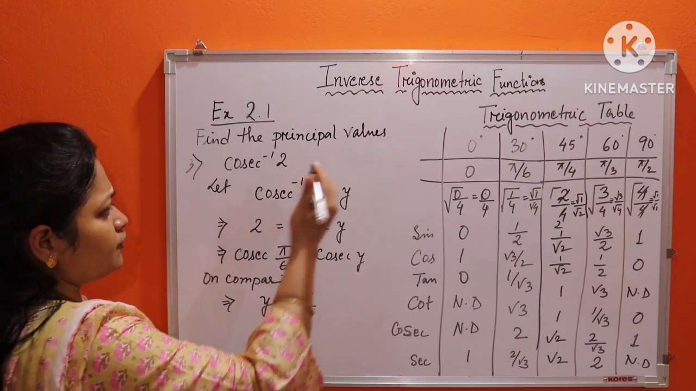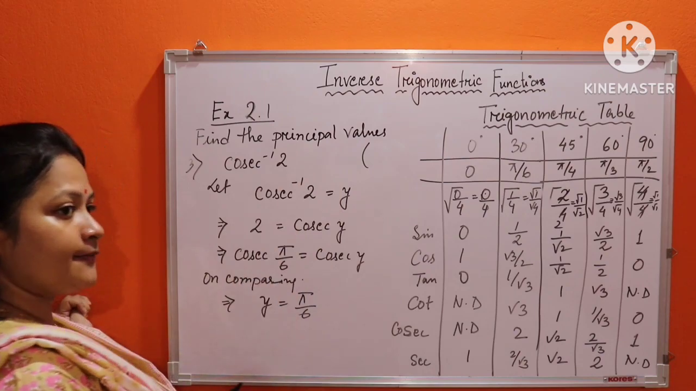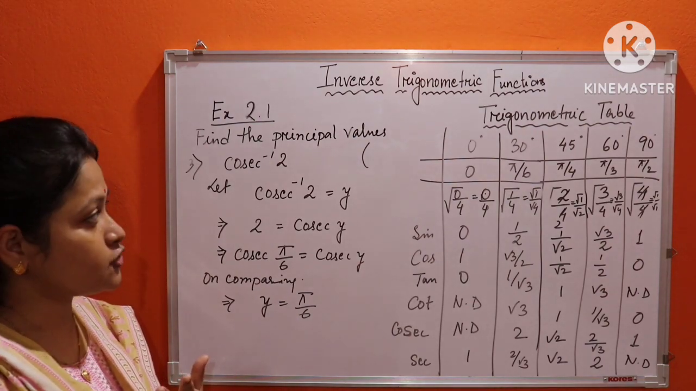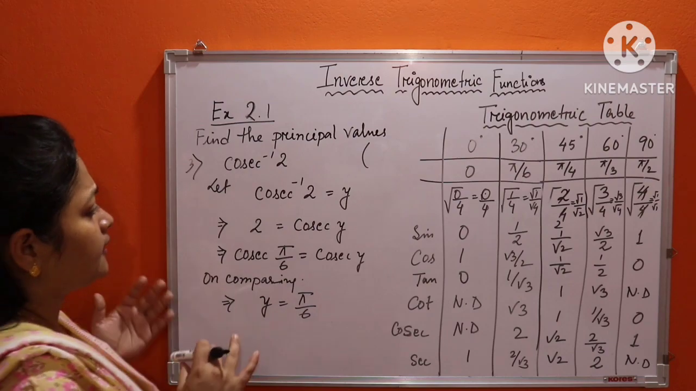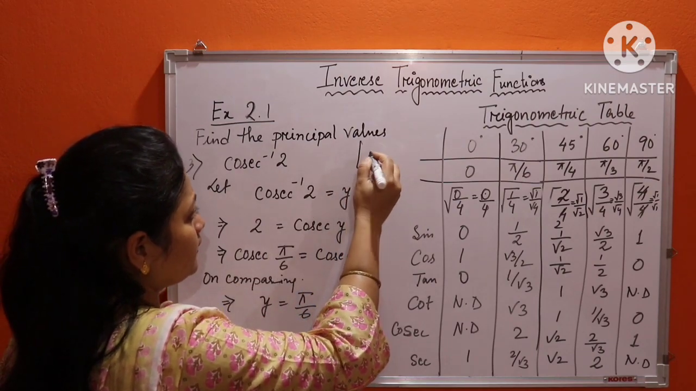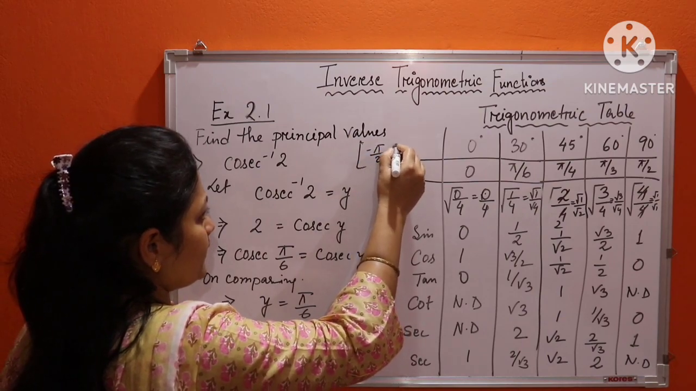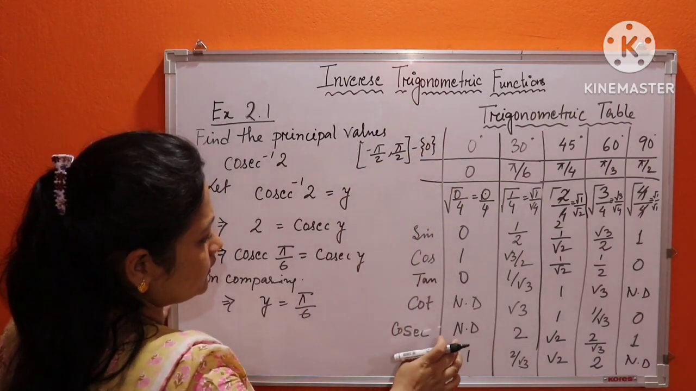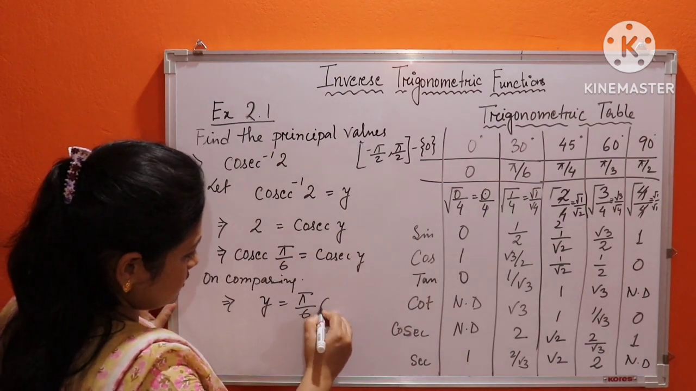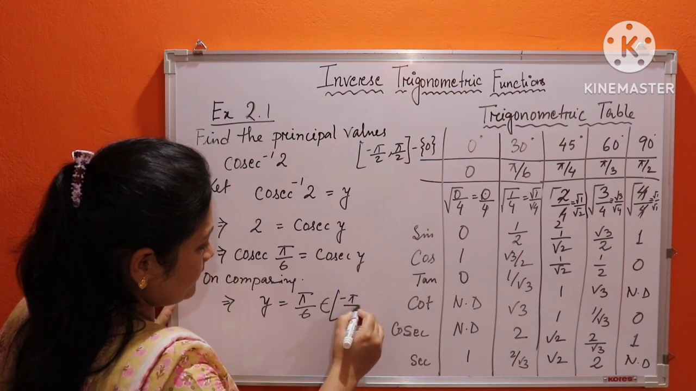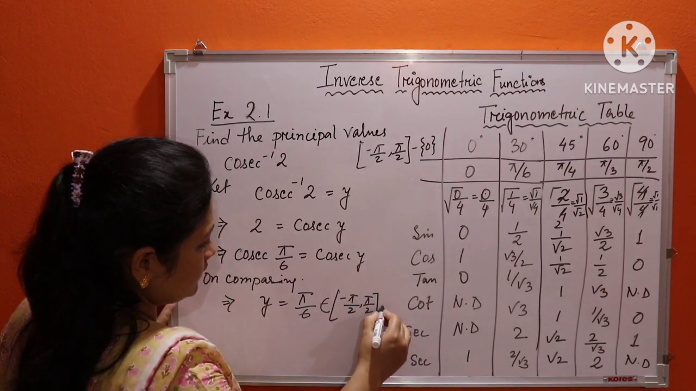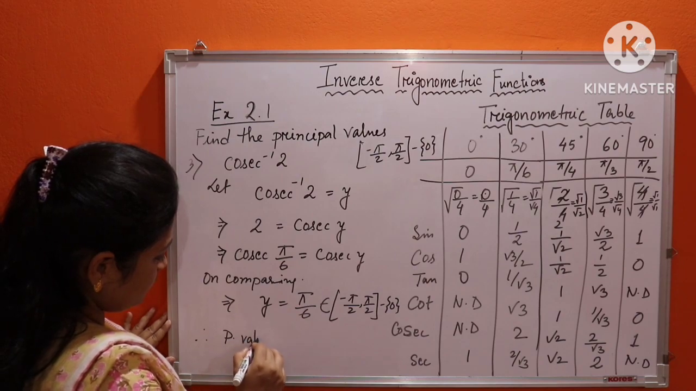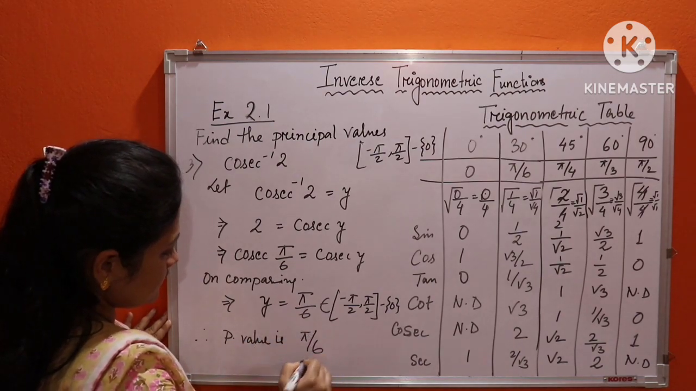Can you remember under which domain this cosec lies? Cosec belongs to the first family. Sine, cosec and tan belong to the first family. So cosec lies between minus pi by 2 and pi by 2, but 0 is not included. So yes, this belongs to minus pi by 2 and pi by 2, and 0 is not included, it's neglected. So therefore the principal value is pi by 6.